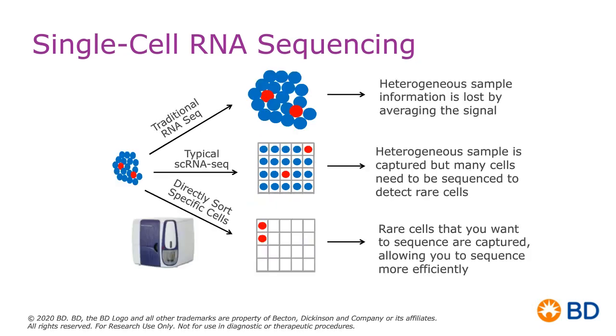However, if you're able to directly sort your specific cells of interest directly into individual wells, you can focus what it is that you want to look at to your particular cells of interest. Now, traditionally, people would take these individual cells and look at ways to deposit them based off of protein expression on the cells to define the cell population or characteristics that they're interested in.